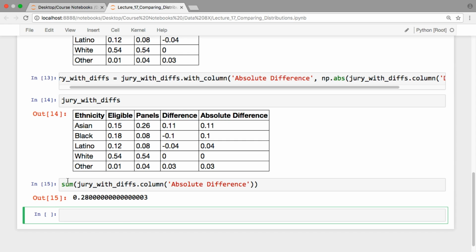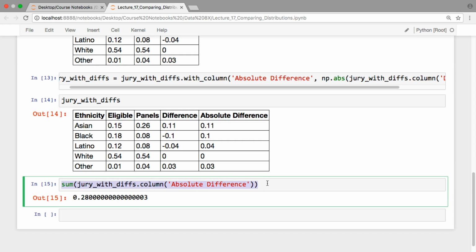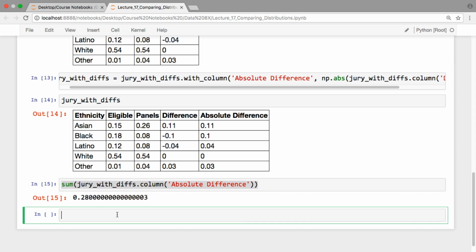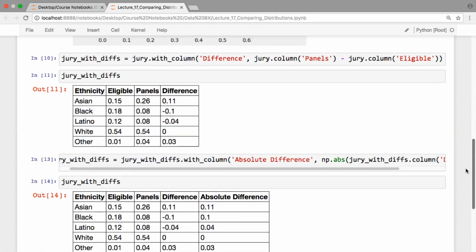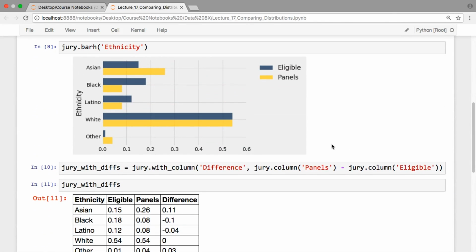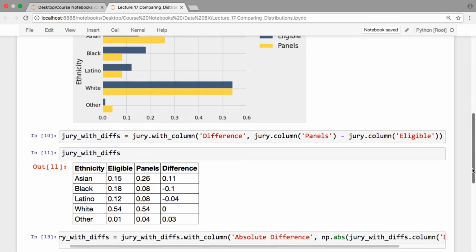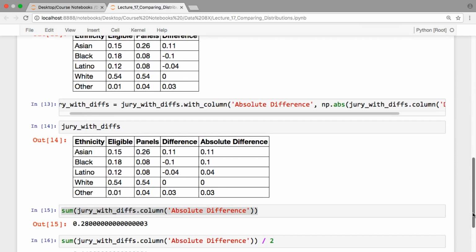So the statistic that we are going to use is what we have just computed, but we are going to divide that by 2. And we get 0.14, which is exactly the sum of the plus differences. In terms of the bar charts, that is exactly the amount by which the gold bars exceed the blue, and therefore also the amount by which the blue bars exceed the gold.